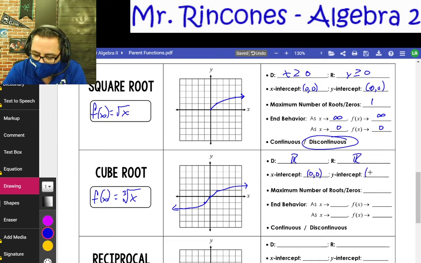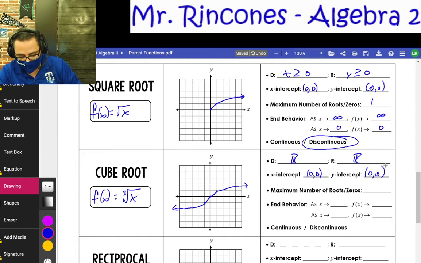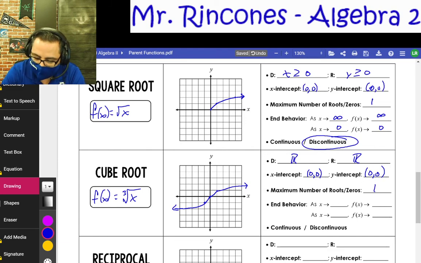The x and y intercepts are again at the origin, and you're going to see that with most of these parent functions for the reason that it is the simplest function in the respective families. So cube root, what else do we need? We're looking at the number of roots and zeros. So for the cube root, that's going to be 1. The end behavior as x approaches infinity, f of x goes towards positive infinity. And then as x approaches negative infinity, f of x goes towards, well, negative infinity.